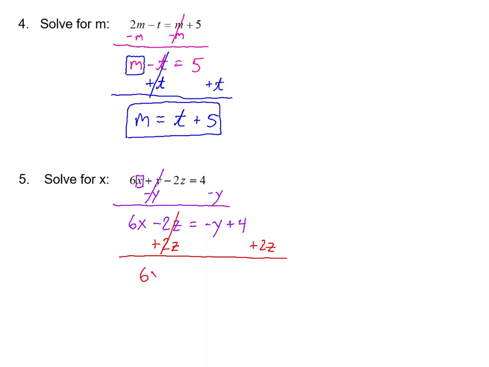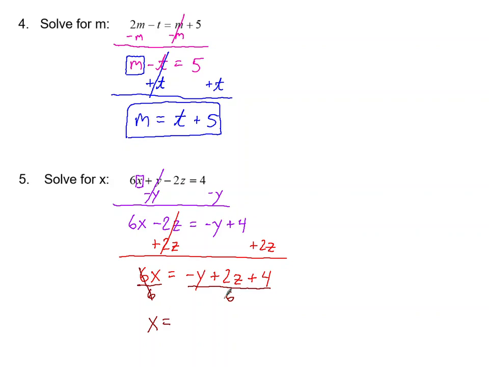I have 6x all by itself. I like my variables to come first. Y is alphabetically first, so I'm going to keep the negative y. And then I'm going to put the positive 2z. And that 4 will be pushed even further away right here. I have one more step to do. I'm going to divide by this 6. Divide the entire side by 6. This cancels away, and I have x all by itself.